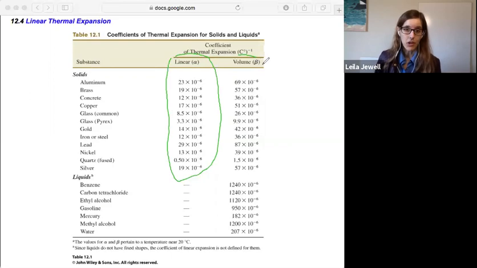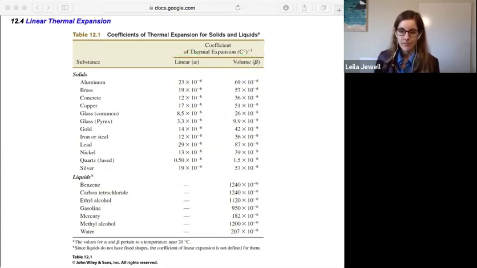Right, and we will get to the volume expansion, which will allow us to also cover liquids, because liquids don't usually just occupy a single dimension of being linear. So for linear, we just focus on solids. All right, let's check out an example of this.